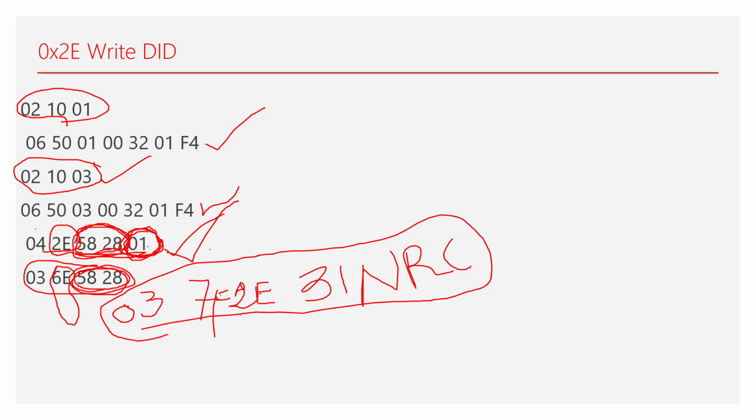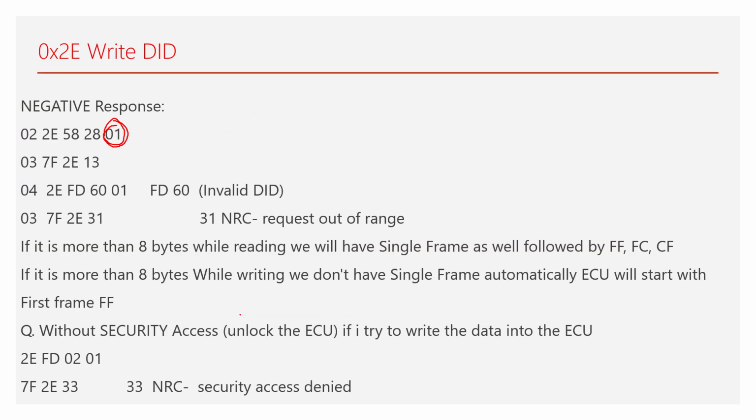So coming to the negative part, what are the negative responses we will be getting from this service ID? See here, this is the response I will be giving to the ECU. I have given here the DLC is wrong. So what will happen if the DLC is wrong? What is the NRC we will get? 13 NRC. In this case we will get 13 NRC.